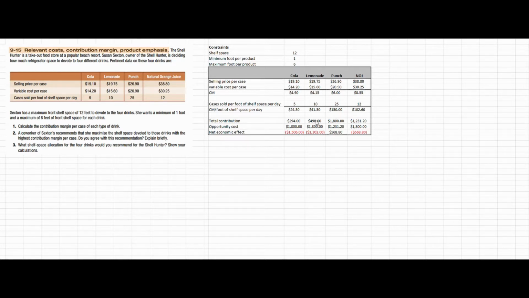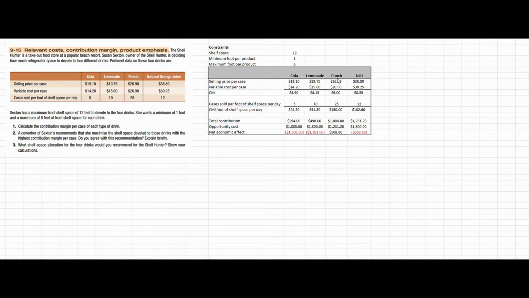Likewise for lemonade, if I dedicate all 12 feet to lemonade, that would generate total contribution of $498. However, if I do that, I can't do my next best alternative, which again is punch. So I have the same opportunity cost of $1,800, and there's my net economic effect for lemonade.